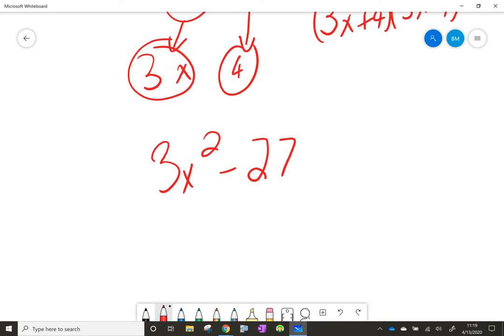Now, here's the problem, though. 3 is not a perfect square. There's no number that multiplies by itself to equal 3. 1 times 1 would be 1. 2 times 2 would be 4. 3 times 3 would be 9, right? 1, 4, 9. 3 is not a perfect square. Okay, 27 is not on that list either because there's no number. The square root of 27 would be a decimal. There's no number that multiplies by itself to make 27.